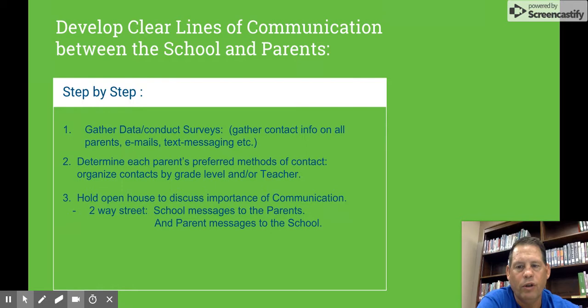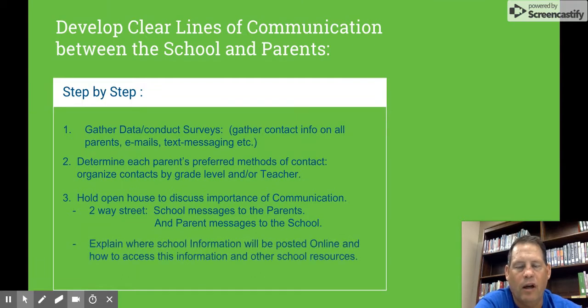Number 3, hold an open house to discuss the importance of this communication. Make it an informal process. Just have the parents in maybe on an evening. It's a two-way street. Make sure they understand communication goes both ways. The school must communicate with the parents, and also the parents must communicate and send messages to the school. And we need to break down those barriers that have been built up so that parents feel like they can participate. And another thing is explain where the school information has been posted, how to access this information, and other very valuable school resources online.